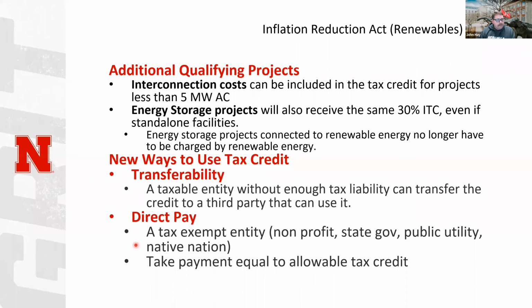A couple more slides and I'm done with the Inflation Reduction Act. This one is important, but I'm not going to touch on all of it. Some interconnection costs now qualify. Some energy storage, like batteries, qualifies, even if it's not charged by renewables, because batteries are good for the grid and the reliability of the grid. And with renewables on the grid, batteries will help that.